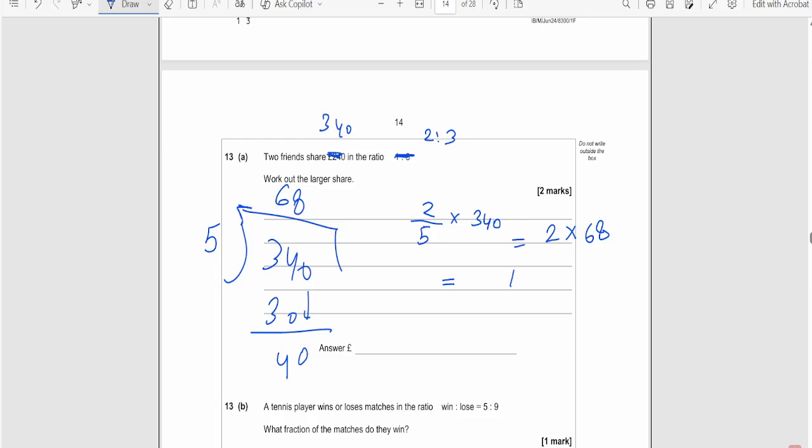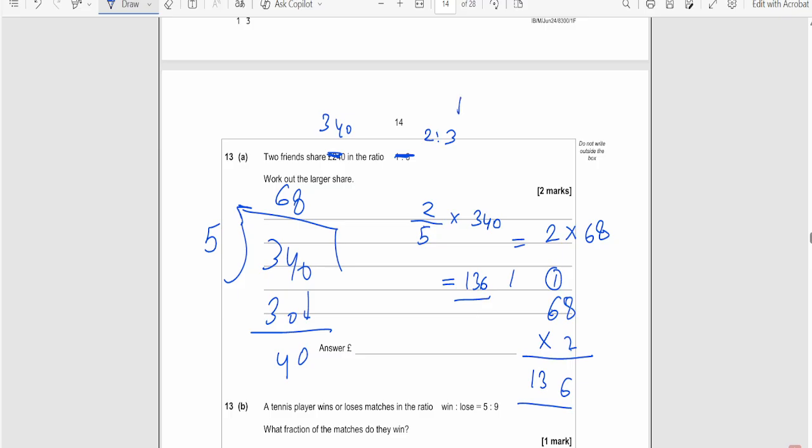Wouldn't it be 11 though? 68 times 2. I'm doing it in the column method. Okay, yeah. So 8 times 2. First you do it, 16. So you put 6 and 1 there. Then 6 times 2 is 12, plus 1, you get 136, right? That's your answer. I keep going down. Why do I keep going down?